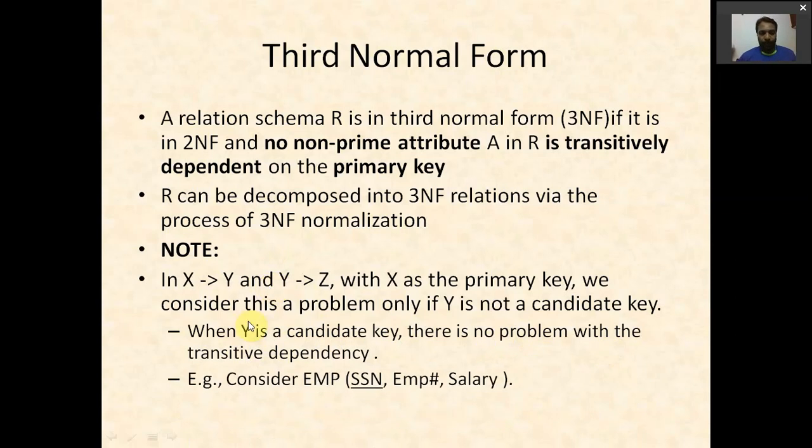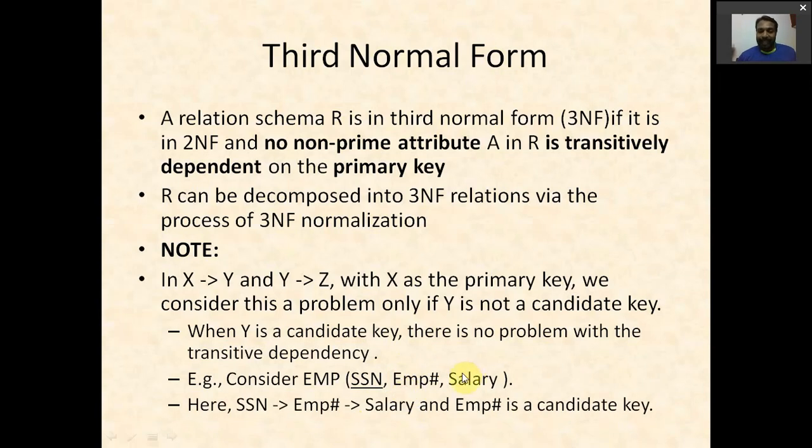So we will see one example. We have an M table here. Here SSN is the primary key. We have another key here, M number. This is a candidate key, and salary. So we have a transitive dependency here. We have a dependency from SSN to M number, and M number to salary. So there is a transitive dependency from SSN to salary. But this is not a problem here. This is in third normal form because M number is a candidate key. Such dependencies are not a problem if the Y part is a candidate key.